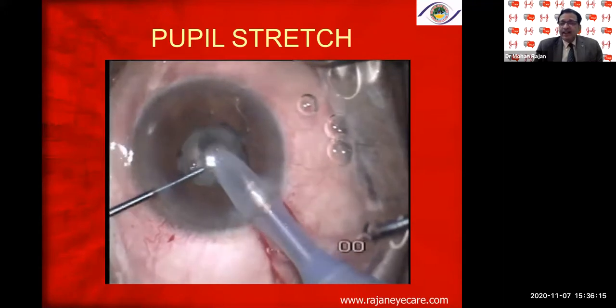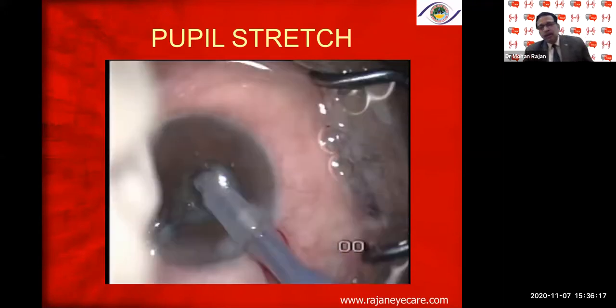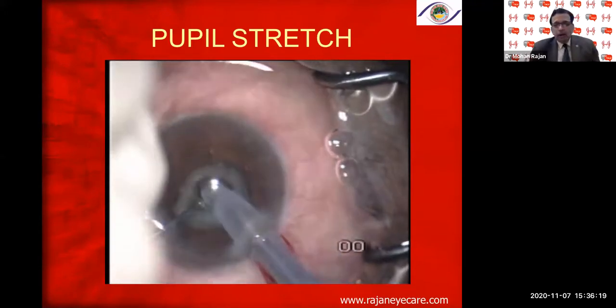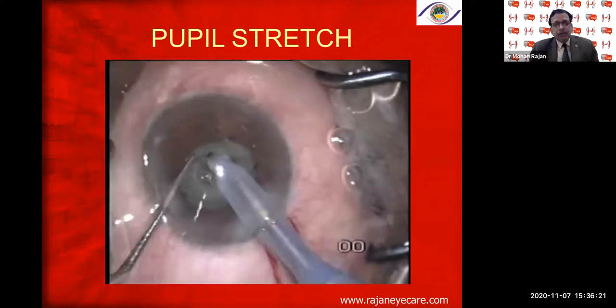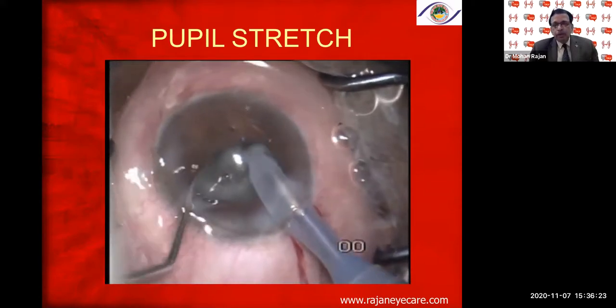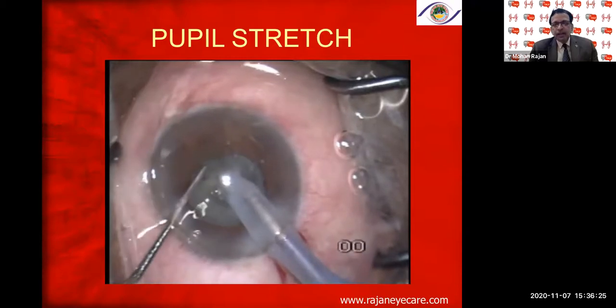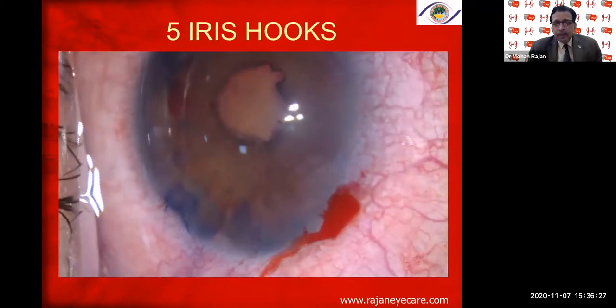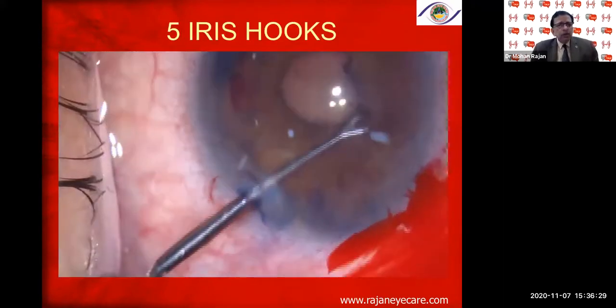This is a fairly dense cataract. This pupil stretching was done a long time back, and nowadays I'm not doing the stretching. But sometimes with very small pupils, when you want to use the BX, you can do a minimal stretching and go ahead and do the surgery. Sometimes, many times, 5 iris hooks works very well.